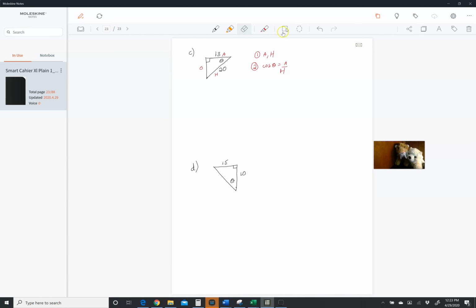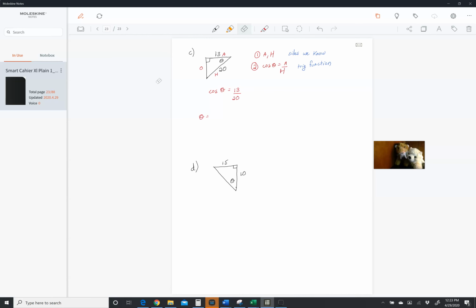Okay, so just as a reminder from the last page, this first question tells us the sides we know. And the second question tells us which trig function. So we just plug in. Cosine of theta is equal to 13 over 20.